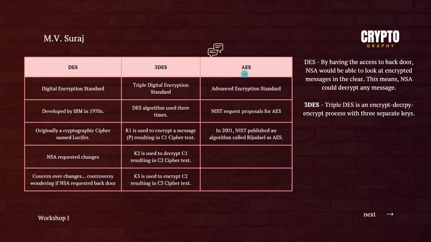So we're going to compare AES with the other two previous algorithms. The first one we had is DES. DES is basically the Data Encryption Standard. It was developed by IBM in the 1970s. Its original name was Lucifer, and then the NSA requested changes because DES was not very secure as computational power went on.